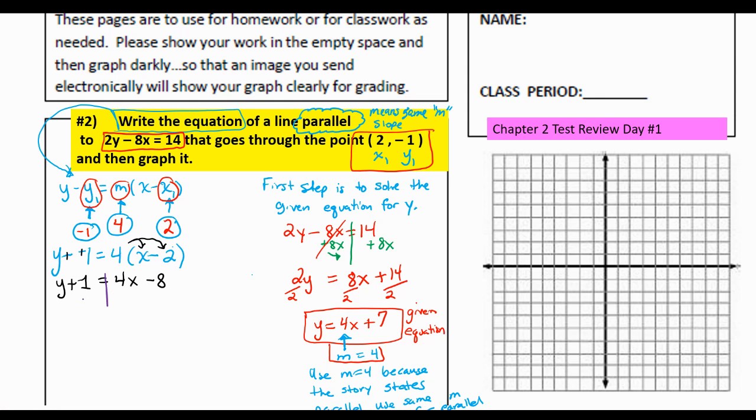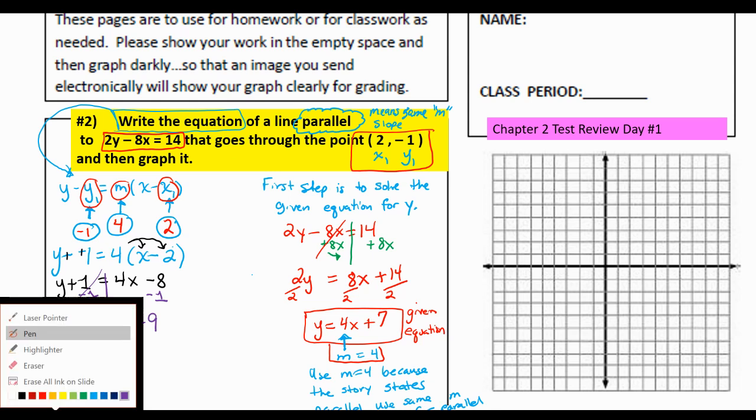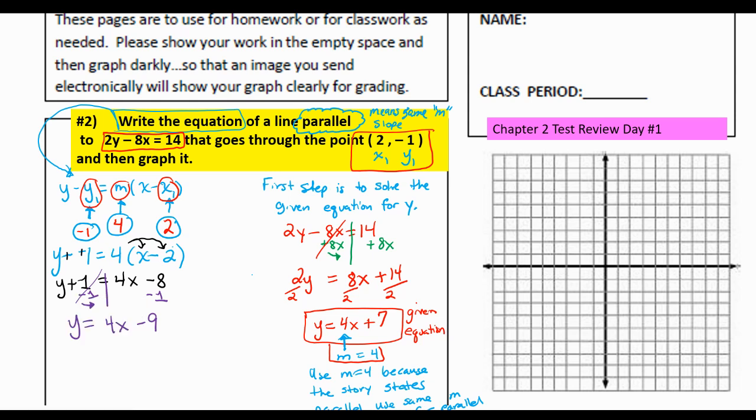Then we're going to solve for y, so we have to move the 1 over, so subtract 1 from both sides. So y would be equal to 4x minus 9. Okay, so we wrote the equation of a line. Now we need to graph it, because that's what the directions say. So now we need to graph the line.